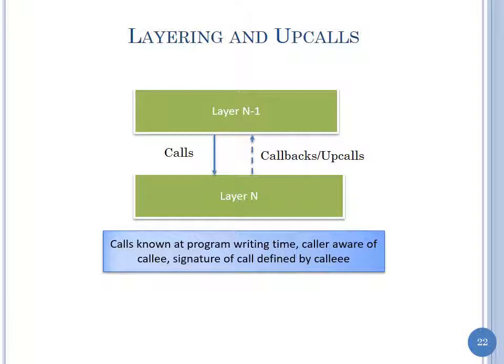Okay, so calls are known at program writing time, where the caller is aware of the callee, and the signature of the call is defined by the callee. The kernel defines its API, not the application program. Andrew defined his API, not you guys. And you went and called his routines. So if this is what calls are, what are callbacks? Are they known at program writing time?